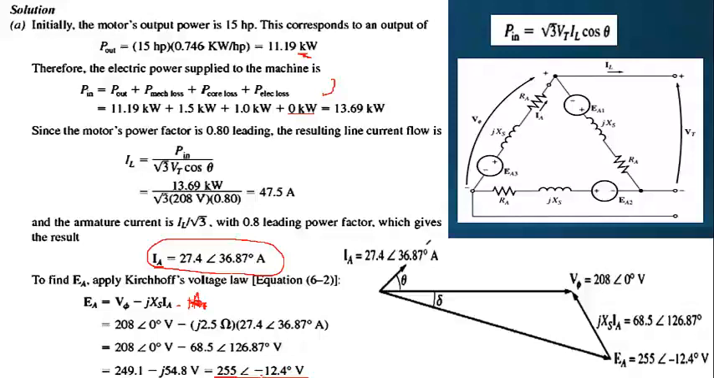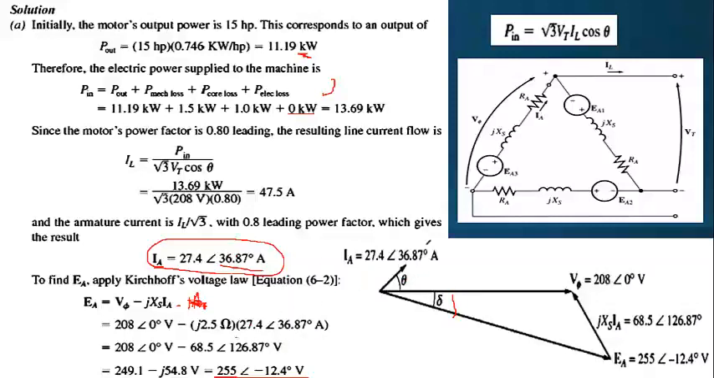The reason why we have this negative is that the EA lags the V phase. So if it lags the V phase, it means that the angle delta will be a negative value. So the EA, this part 255, represents the magnitude of EA, and then the 12.4 represents the delta, this particular angle, also known as the torque angle. And this theta, I hope you all know theta. Theta is the angle that we get from the power factor. So cos inverse of the power factor will give us theta. So take note of that.